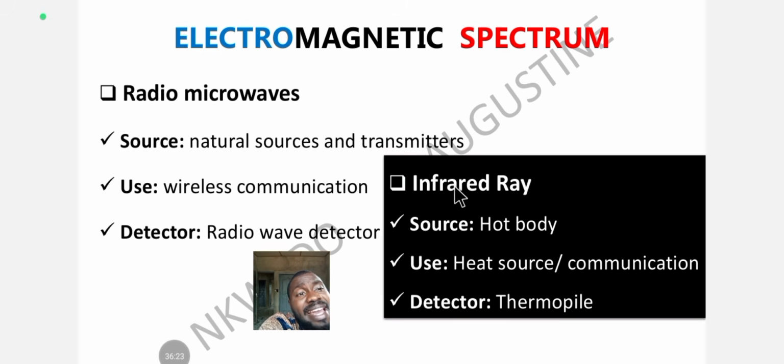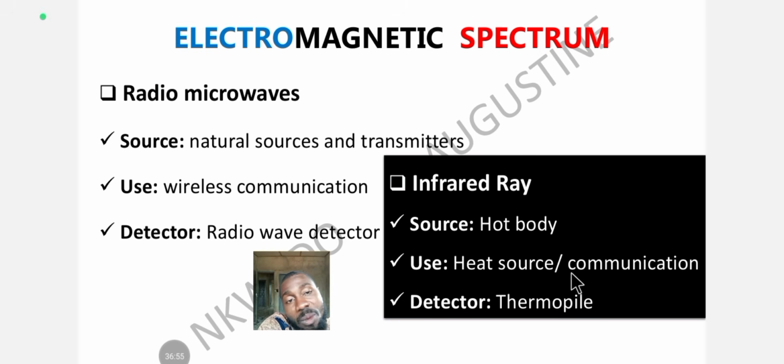The second electromagnetic spectrum is infrared. What is the source of infrared? A hot body. What is the use of infrared? Infrared is used as a heat source and for communication. For those of you who use an electric cooker at home, most of those electric cookers are infrared cookers. They also use it for thermometers. They have infrared thermometers. It is used for communication.